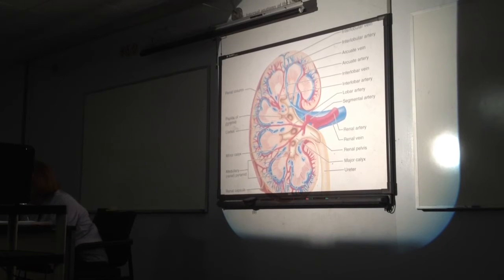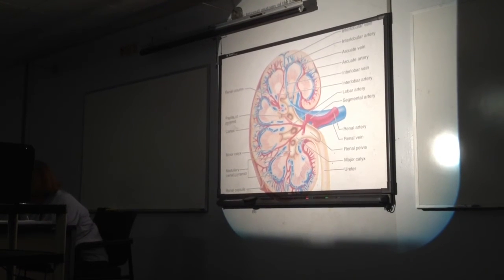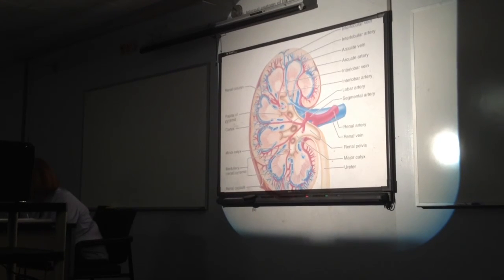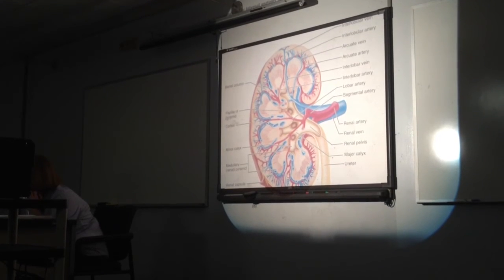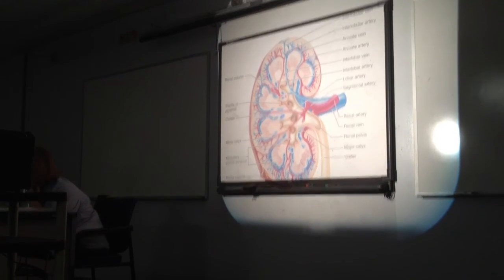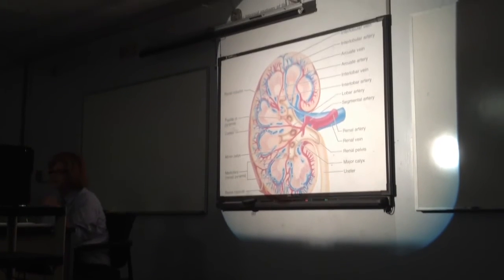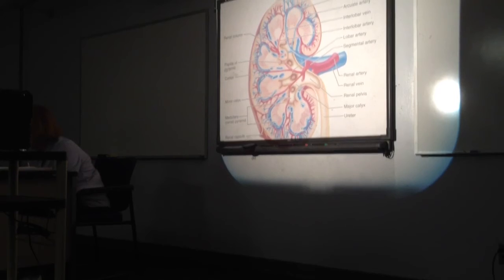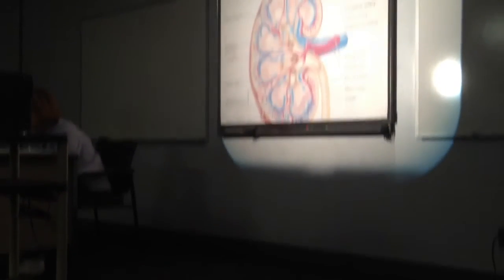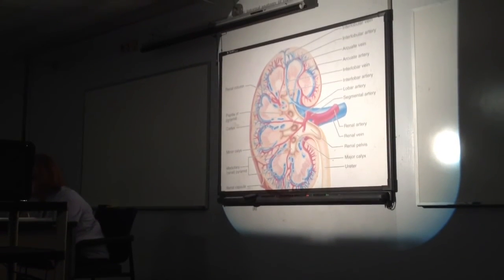Okay, then we get to the renal cortex, which is the outer area. The renal cortex is granular and it surrounds the medulla, so it feels bumpy.